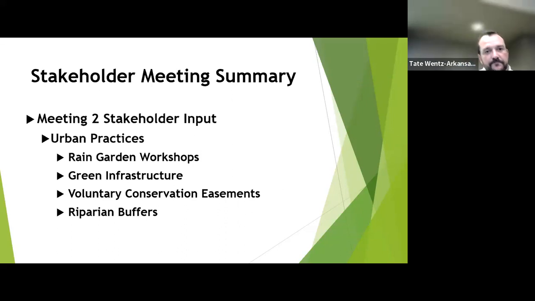From urban practices, one of the big topics there was rain garden workshops. Been very successful on informing from community gardeners, master naturalists, to school groups, to even municipalities implementing these at fairly large scales. So this is a version of a success of conservation practices being utilized in the urban setting.